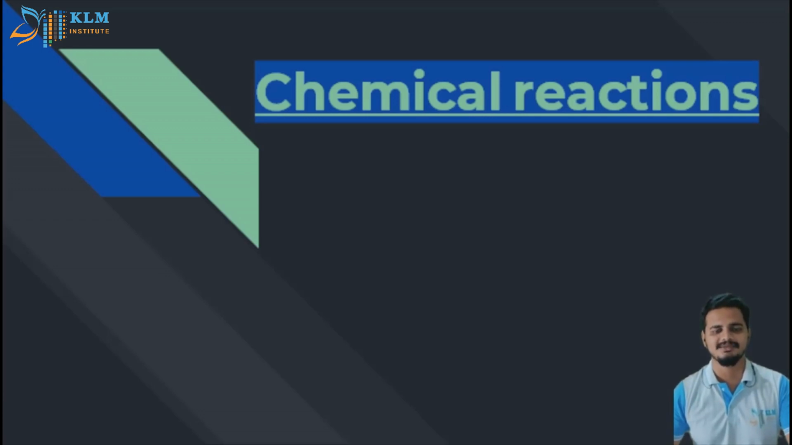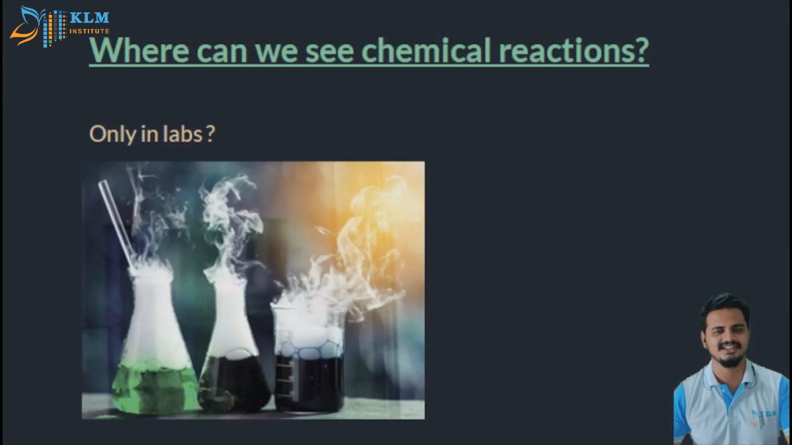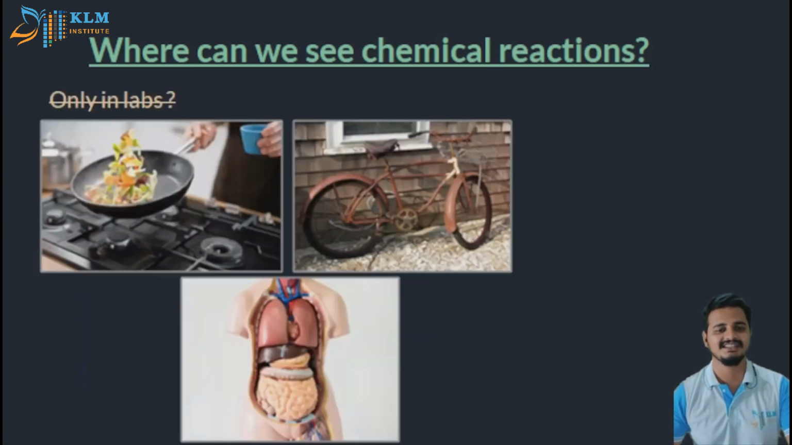Today's topic under chemistry is chemical reactions. So where can we see these chemical reactions? Only in labs? Not at all. We can see them in everyday, day-to-day activities like cooking, rusting of iron, rusting of any metal for that matter. And every second as we speak, there are millions of chemical reactions happening in our body. That is respiration, digestion, and so on. There are a lot of chemical reactions happening in our body.